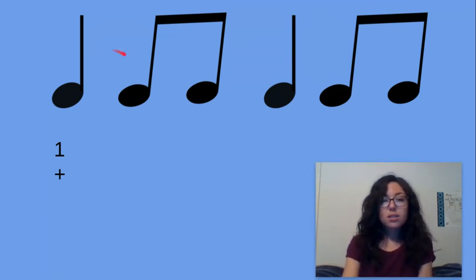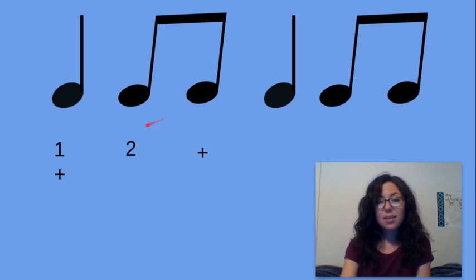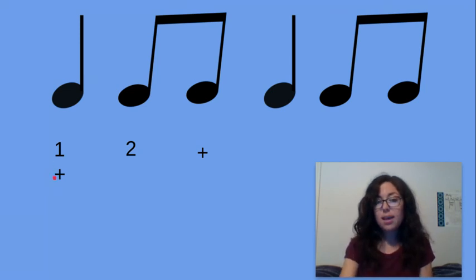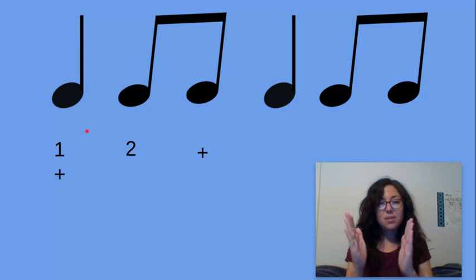Then our next two notes are connected by this beam on top, which means they are eighth notes. So each eighth note either gets a number or an and. So far we have one and two and. Notice I didn't clap on the and of one. That belongs with that quarter note. We just put it there so we can be consistent. So we have one and two and.